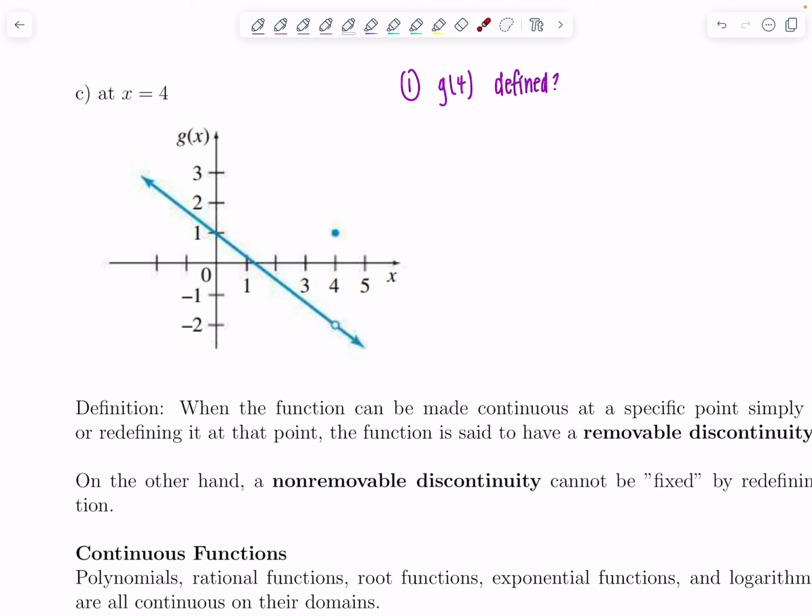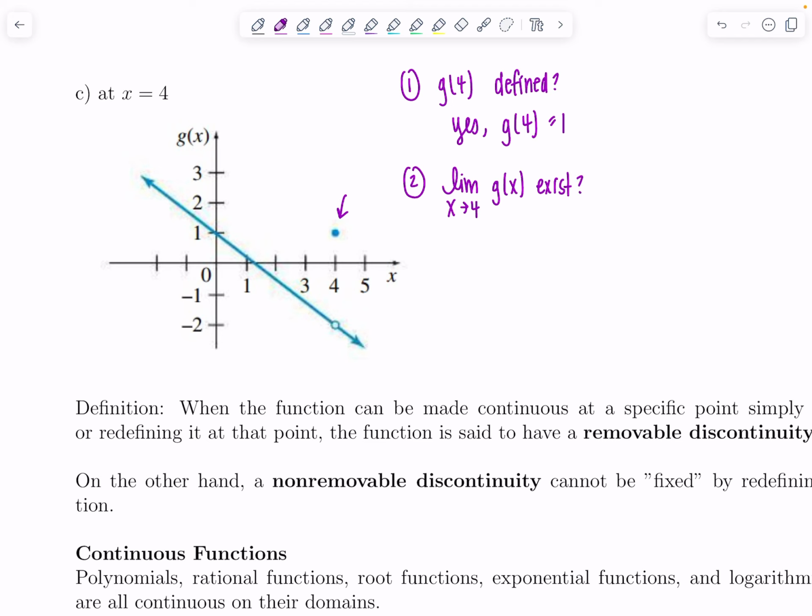Well, let's see. If I substitute in 4 for x, what is the y value or the function value? There's a hole here, but have no fear. Someone came and gave us one lonely little point here at x equals 4, and it corresponds with y equaling 1. So then we could say, yes, g of 4 is defined. It's equal to 1, thanks to this lonely little point right here.